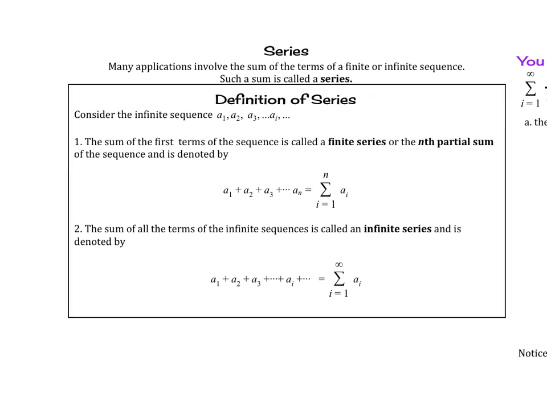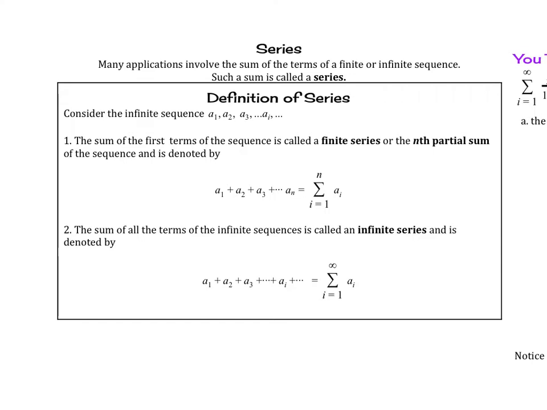And then series, so the definition of a series. Many applications involve the sum of the terms of a finite or infinite sequence, and such a sum is called a series. Consider the infinite sequence a1, a2, a3, and then a_i. The sum of the first n terms of the sequence is called a finite series, or the nth partial sum of the sequence. It'll tell you it starts at a1 perhaps, and then goes to that nth term. Then we have an infinite series. Notice up here is infinity, okay?